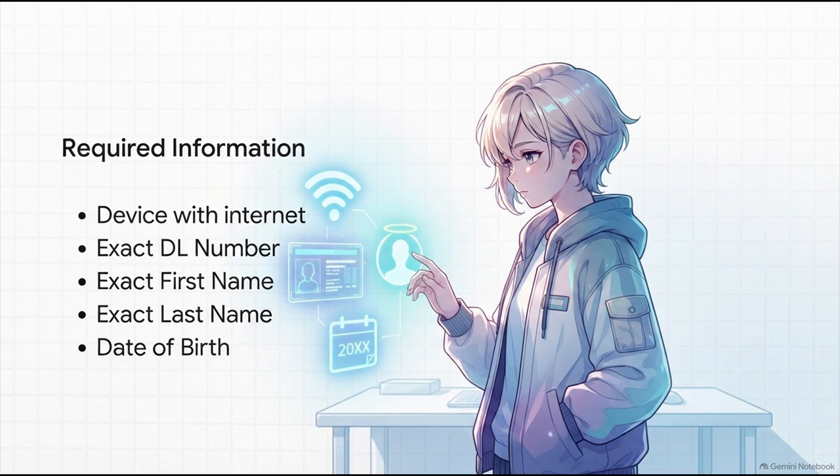You're going to need your alphanumeric driver's license number, your first name, your last name, and your date of birth formatted as a 2-digit month, 2-digit day, and 4-digit year. The absolute key here, and I can't stress this enough, is that you must enter your name exactly as it is printed on the card.